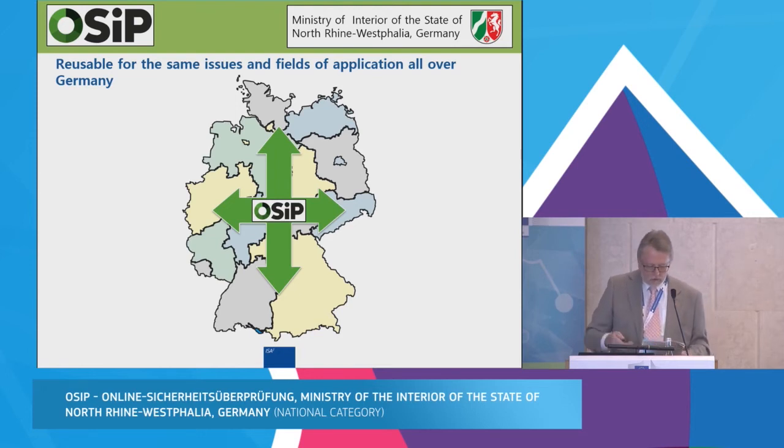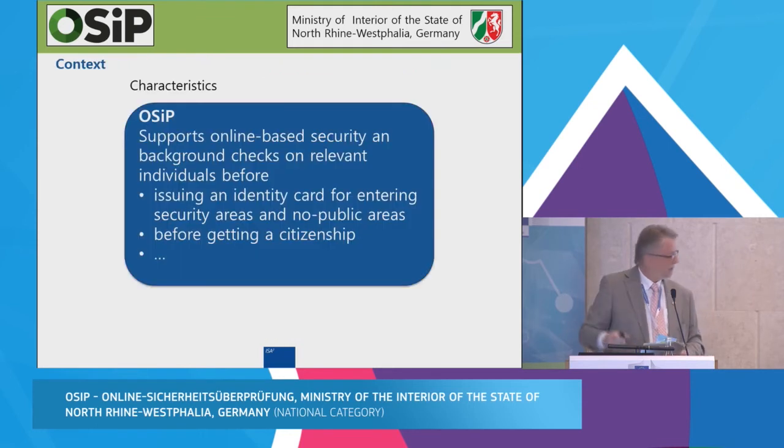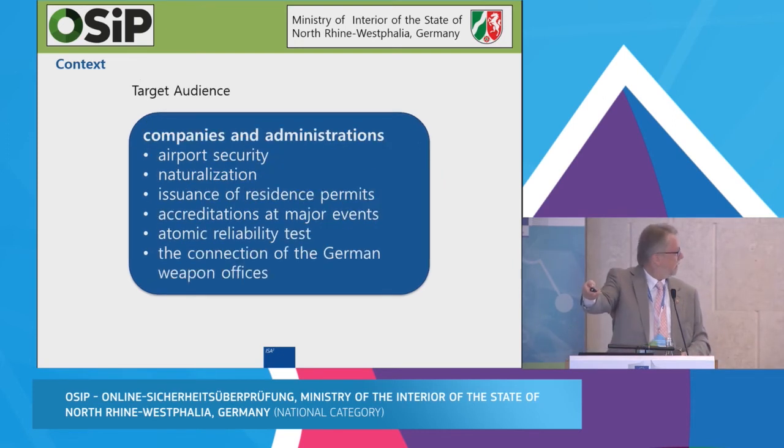The characteristic of OSiP is that it supports the online-based security and background checks on the relevant individuals before issuing an identity card for entering security areas and non-public areas, before getting a citizenship, and so on. The target audience is airport security, naturalization, issuance of residence permits, accreditations at major events, atomic reliability tests, the connection of the German weapon offices, and so on.